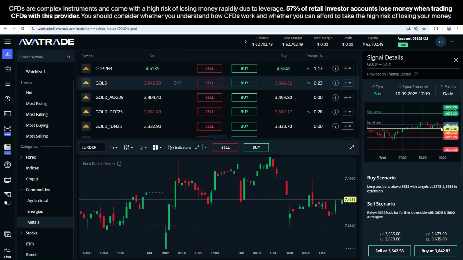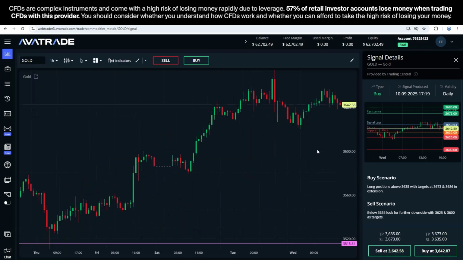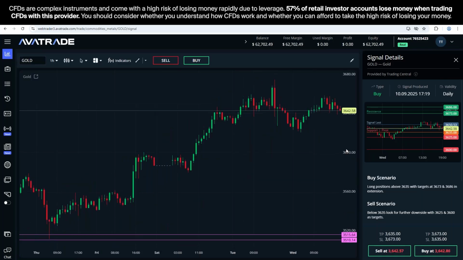You can buy off of this support level with take profit recommended up in this area here around 36.73 and up. Okay, so that's the signal. Let's see if we can get the chart to come up for us. Okay, here's the gold chart. We can start to draw some lines based on the signal. So pivot and support level at 36.35. So 36.35 is right here.